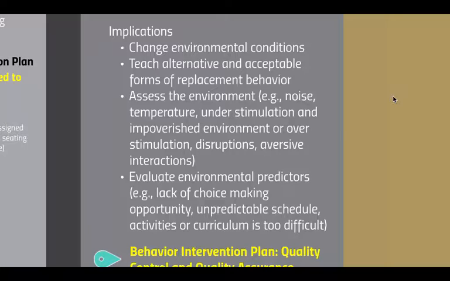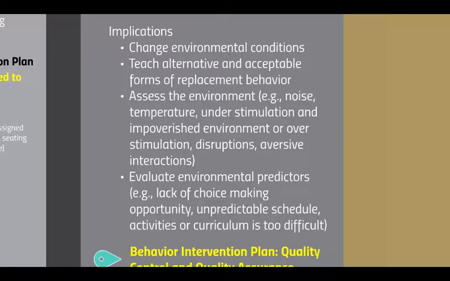We need to address the environmental things that may be giving rise to a problem, such as noise levels or temperature. Perhaps the environment is understimulating or overstimulating. Perhaps there could be frequent disruptions in the environment. All of these environmental factors must be addressed. We cannot just organize or arrange consequences for behavior and turn a blind eye toward the environment.